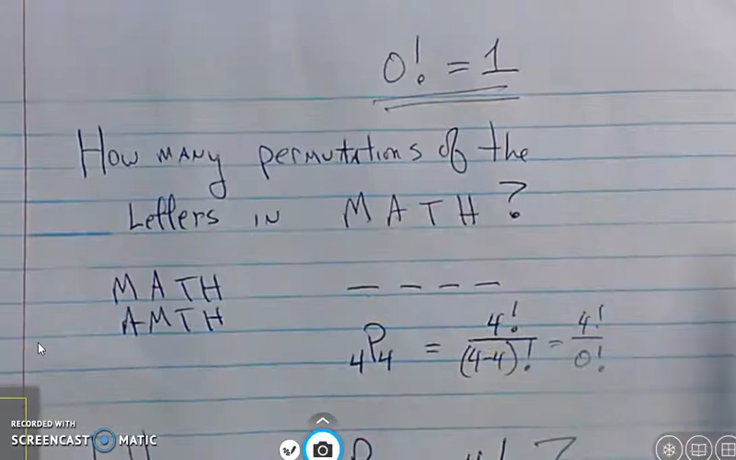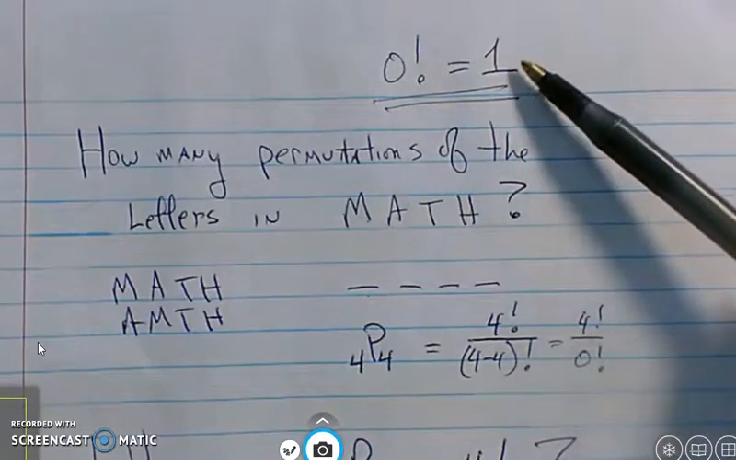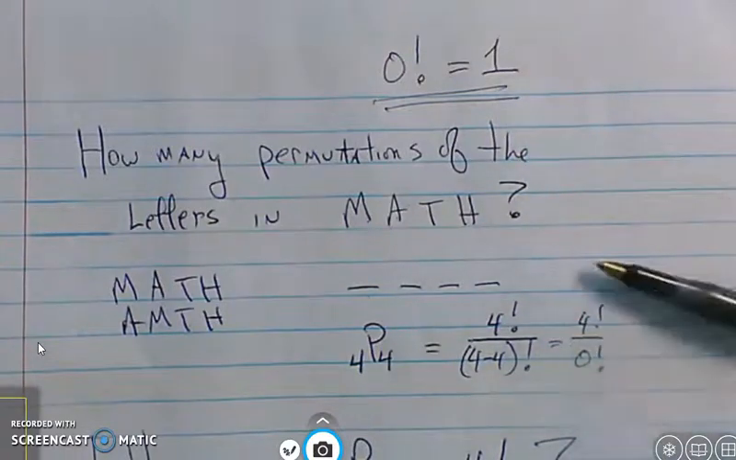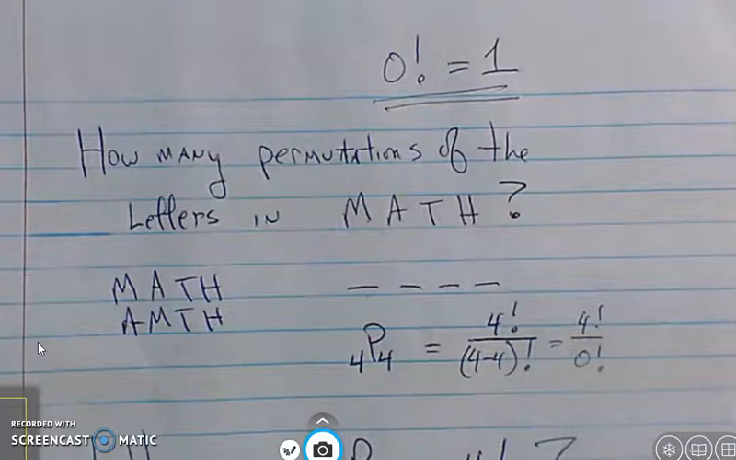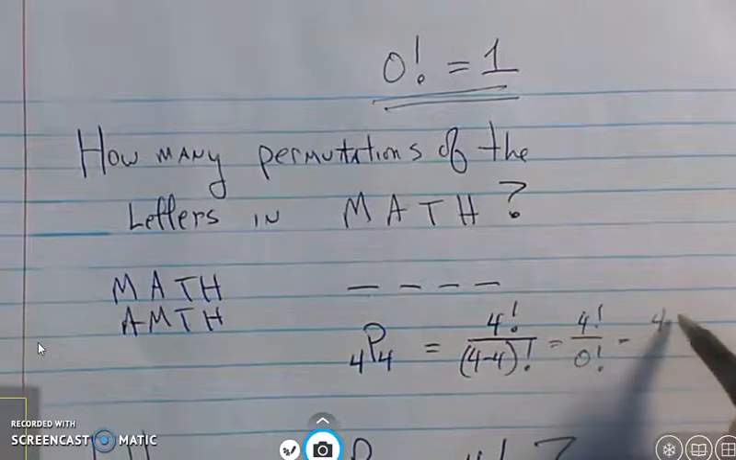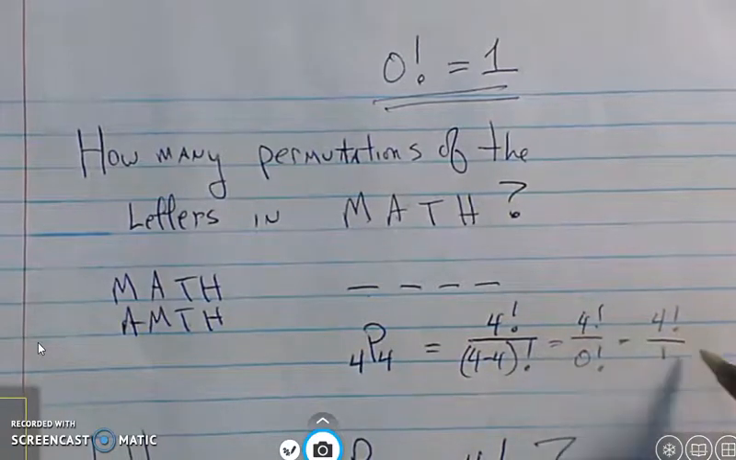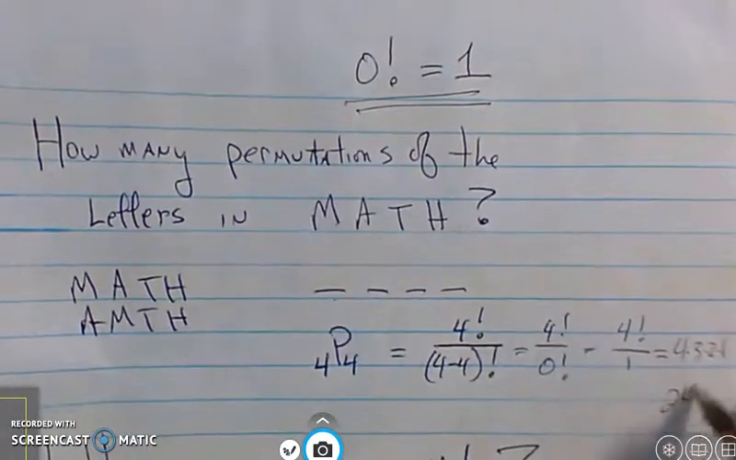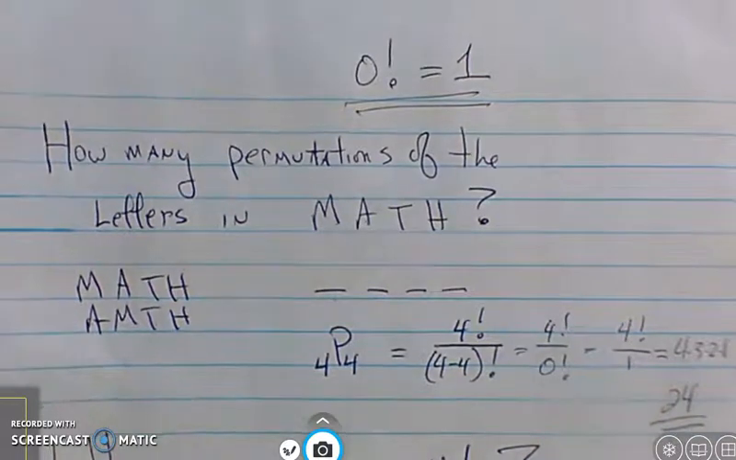So, not going to go into details on that, but I invite you to look that up and see why the patterns of 0 factorial would be 1. Just take 5 factorial, 4 factorial, 3, 2, 1 factorial. Just work it down and you'll see why 0 factorial has to be a 1. So in this case, that's 4 factorial over 1, which is of course 4 times 3 times 2 times 1, or 24.